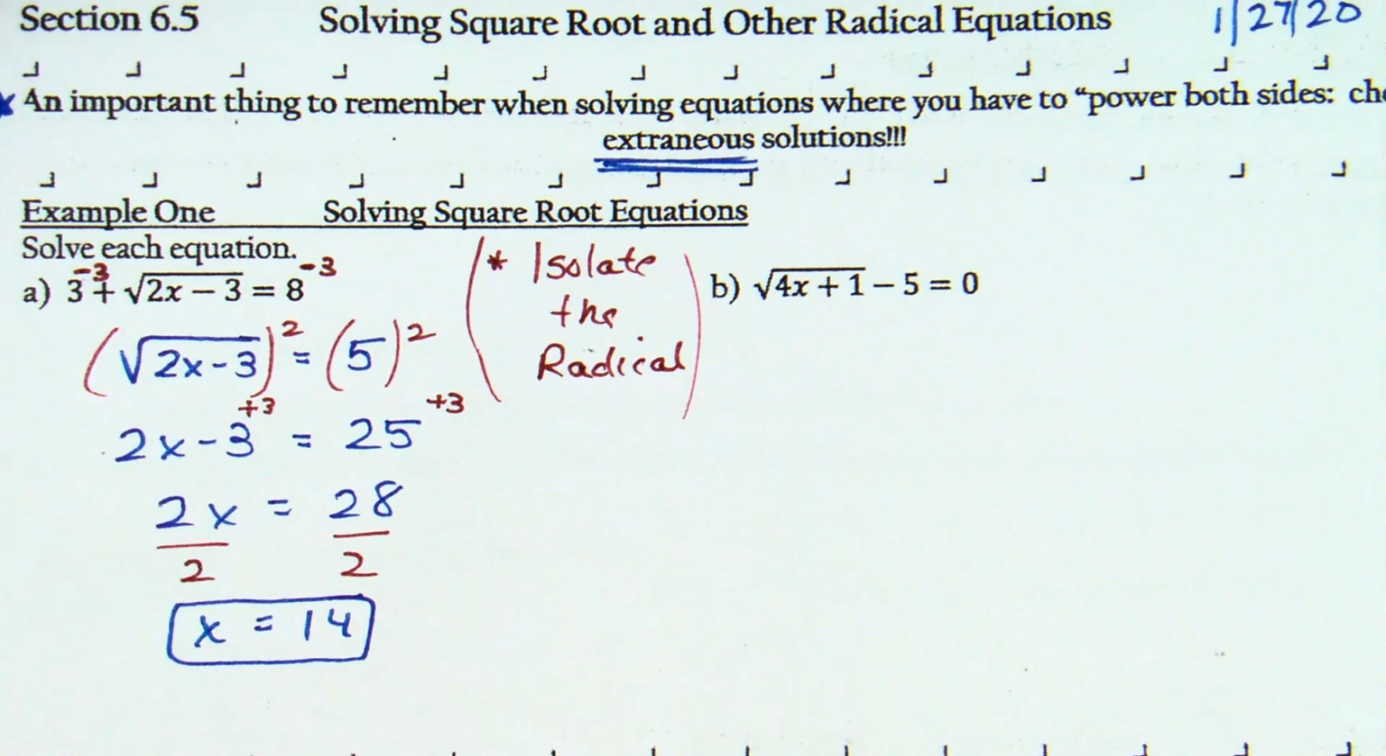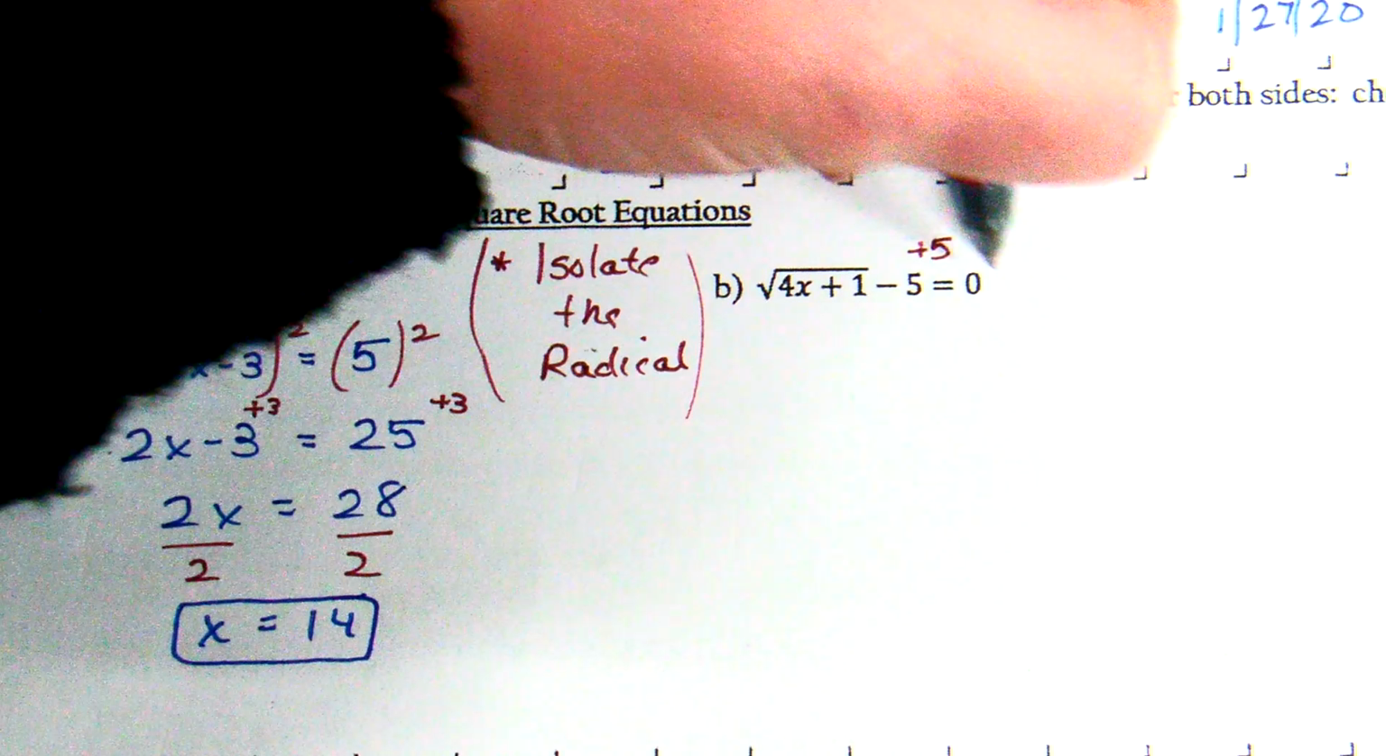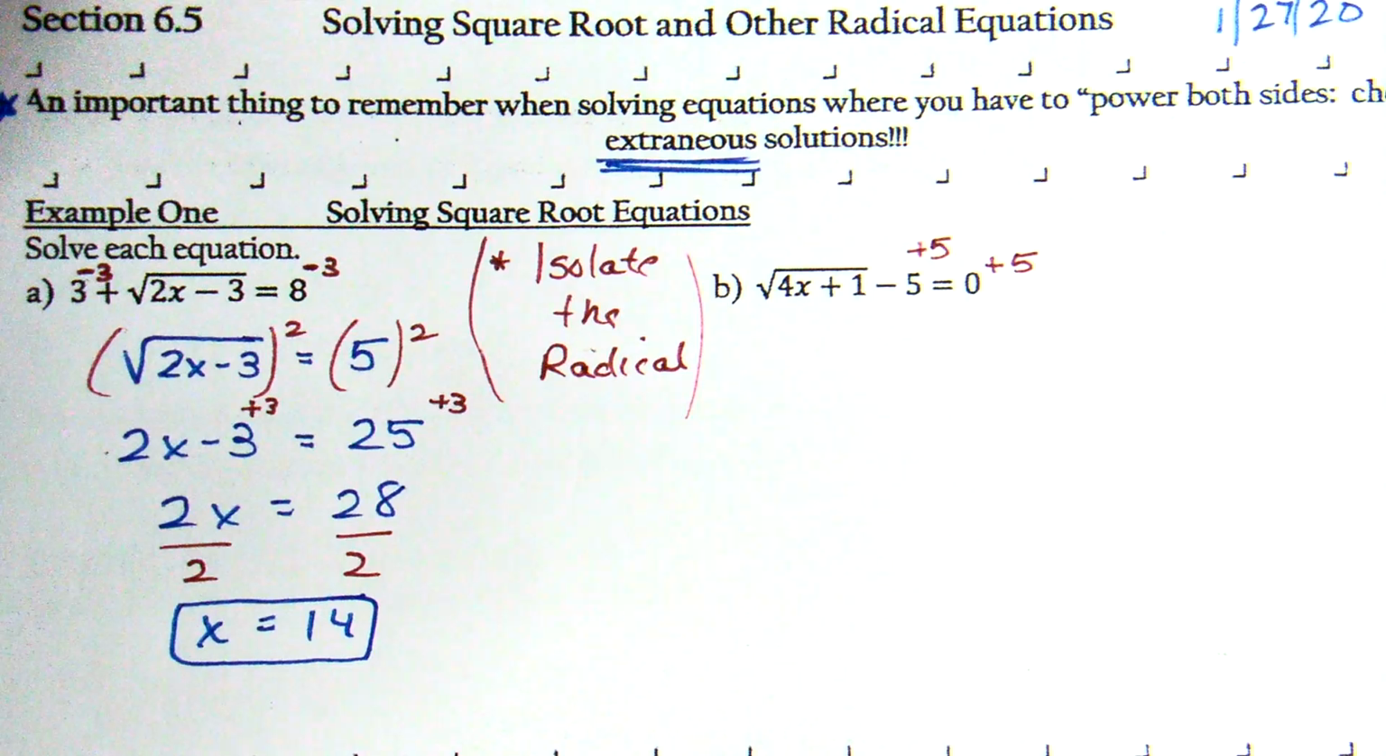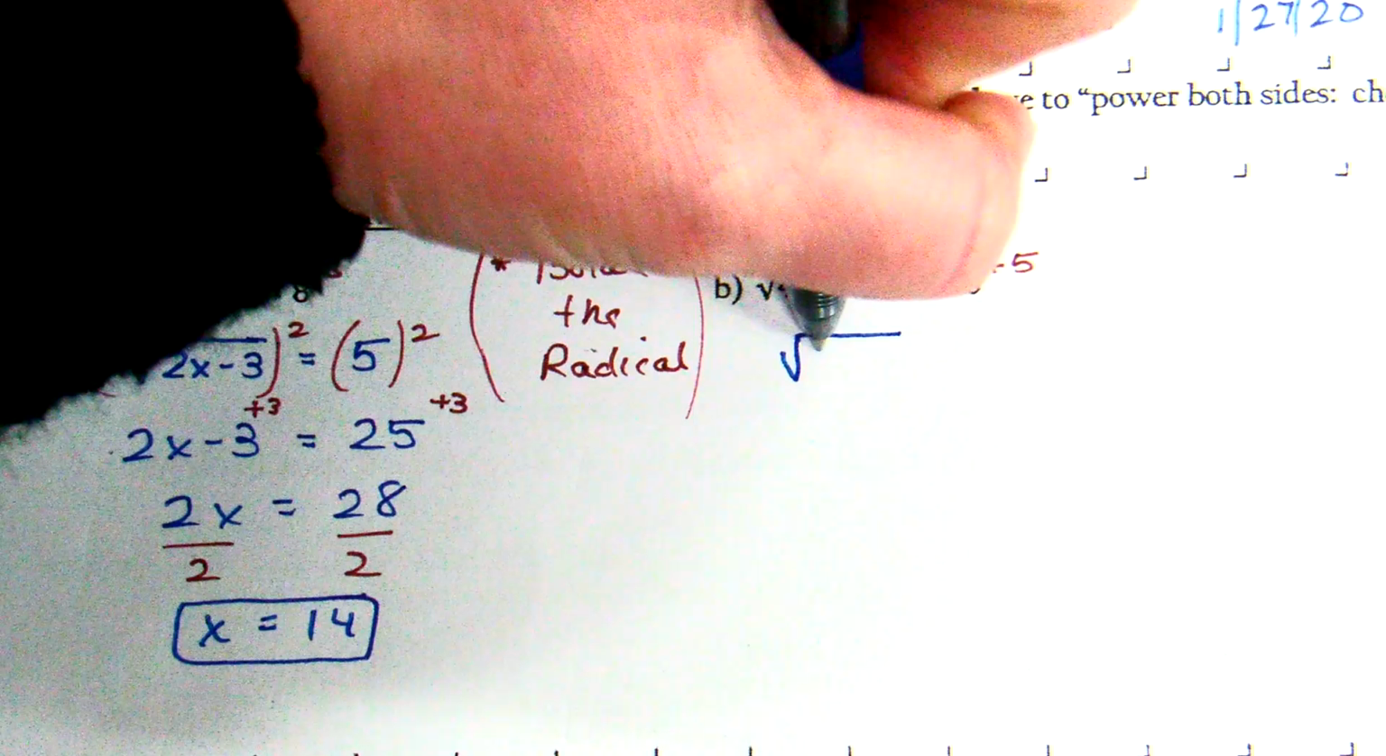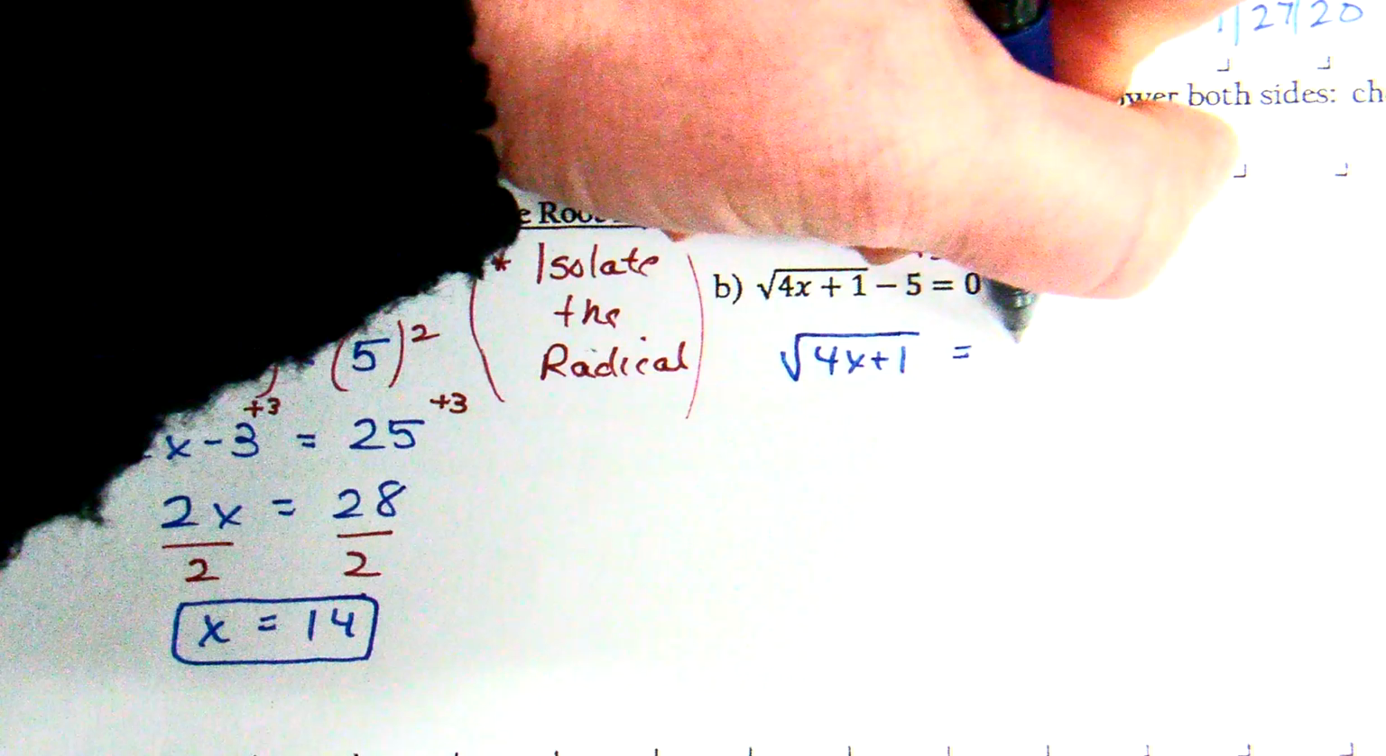Okay, B. Square root of 4x plus 1 minus 5 equals 0. Add 5 over the equal sign. It's minus 5, so we want to add 5. And we're adding 5 so we can get the radical by itself, isolated. So square root of 4x plus 1 equals 5.